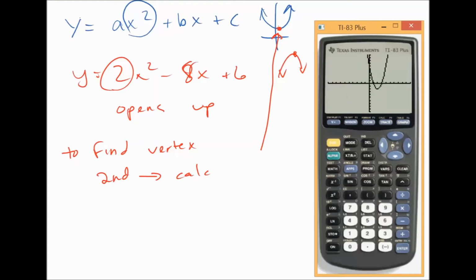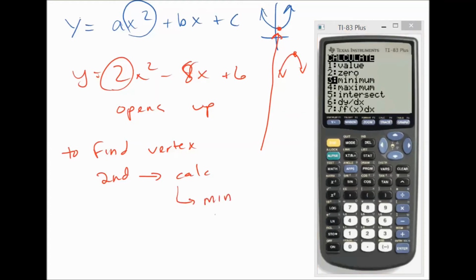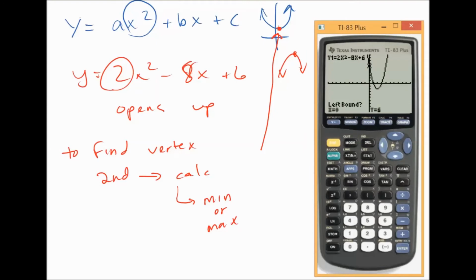So we're going to look back here. On this graph, since it opens up, the vertex is the lowest point on the graph. It's the minimum of this graph. So we're going to hit second calculate and go down to minimum. So I'll write that here as well. Second calculate, you're going to choose min or max. And you have to make the decision which one you want. So this one's a minimum. It's going to say left bound. So you choose something to the left of the minimum. I'll just choose something over here. I'll choose something to the right where it says right bound. It says guess, I don't care, hit enter. And it says minimum is x equals 2, y equals negative 2. So the vertex is 2, negative 2.